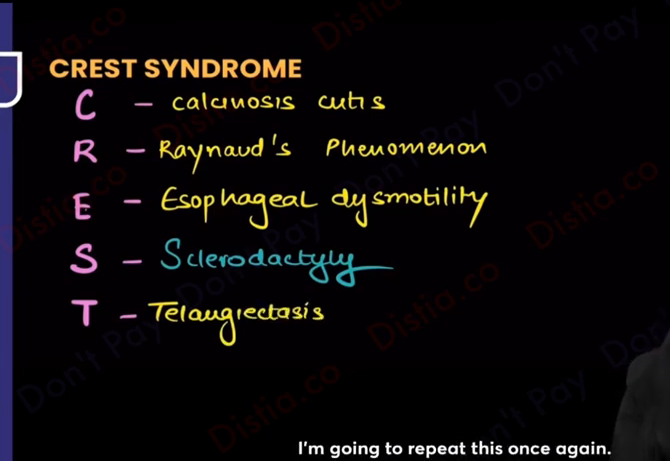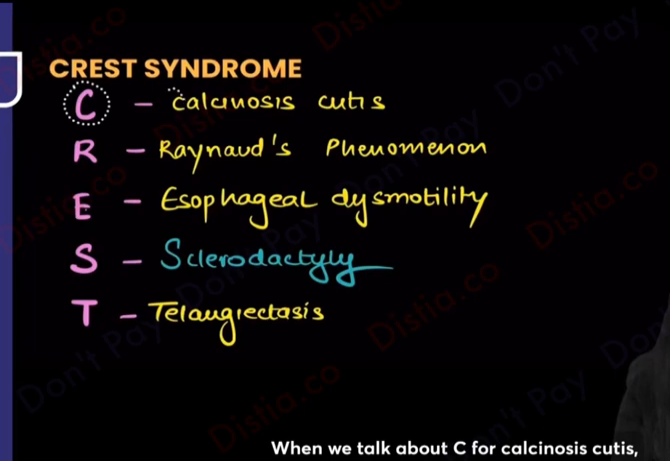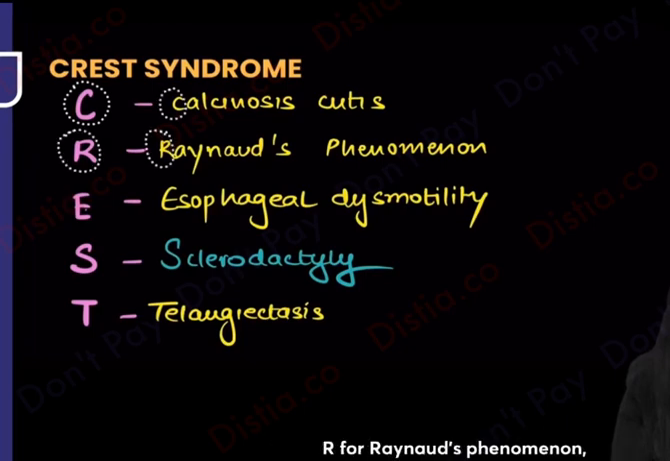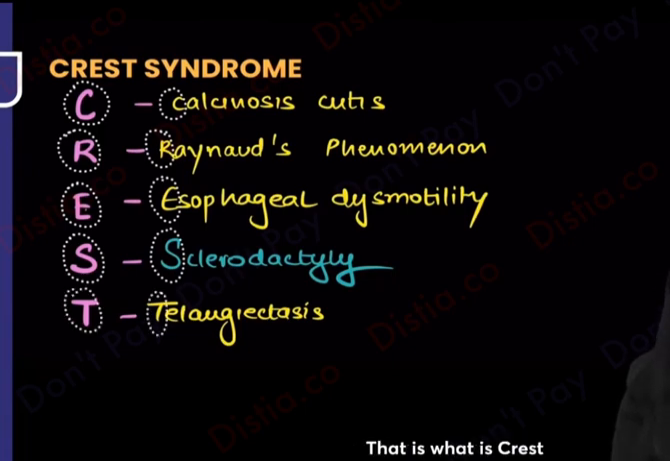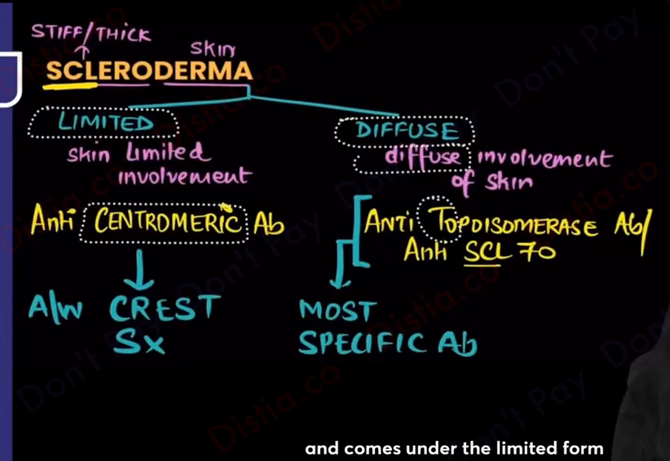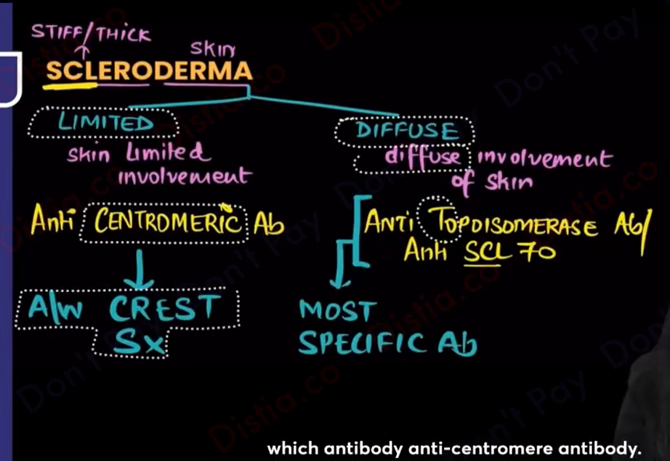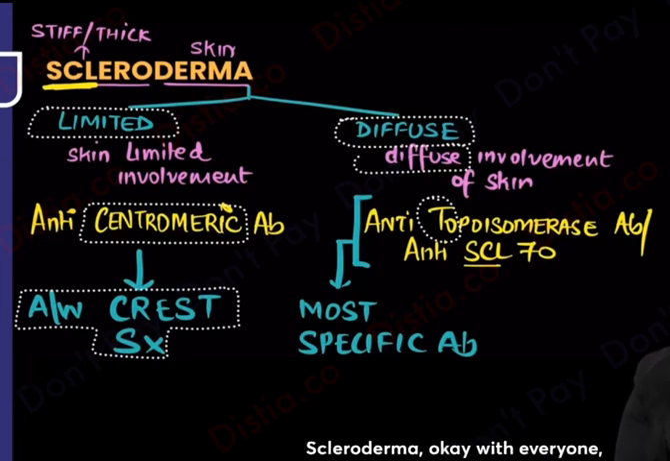I'm going to repeat this once again. When we talk about C for calcinosis cutis, R for Raynaud phenomenon, E for esophageal dysmotility, S for sclerodactyly, T for telangiectasia, that is CREST and it comes under the limited form, which means it is going to show you which antibody? Anti-centromeric antibody. Scleroderma okay with everyone? No problem at all? Yes?